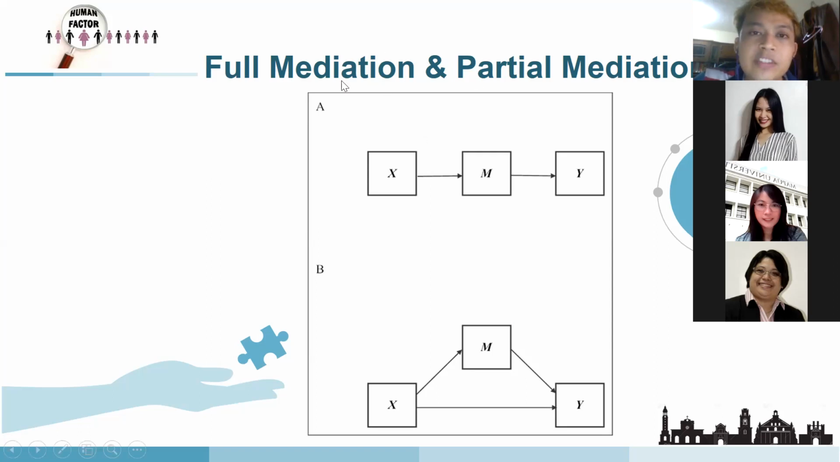Okay, now we can see about full mediation and partial mediation. For instance, if we correlate directly, X and Y are actually not related. Even using the Pearson correlation, we would say there is no connection between X and Y. But if we split it like this, there is actually a connection between X and Y because of the mediation of M.